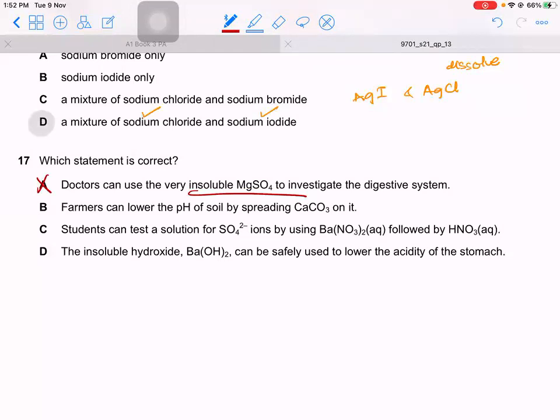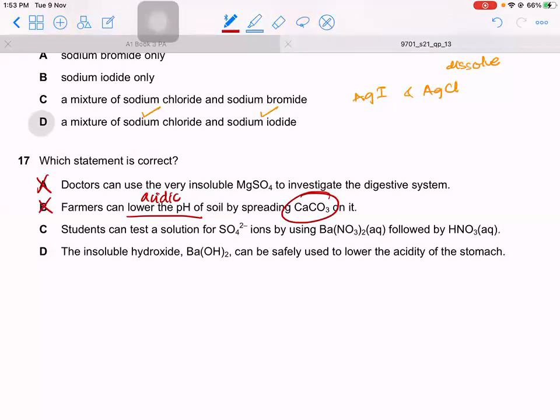Farmers can lower the pH of soil by spreading calcium carbonate on it. Can calcium carbonate give you a lower pH? Lower pH means that you need to make it acidic. Is this acidic? No. Is it releasing any H+? No. So how can you do that?